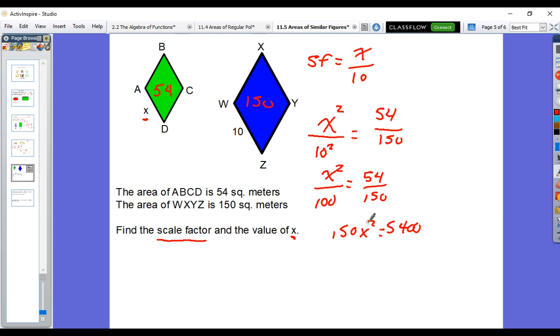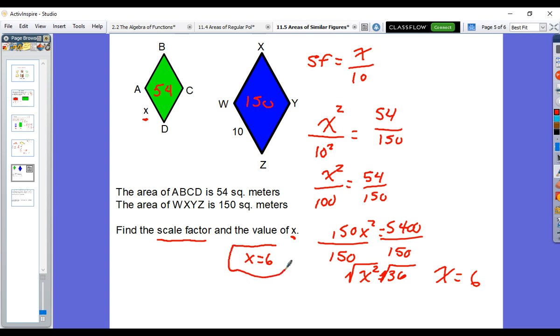We try to isolate the variable, get x squared by itself, so we'll divide both sides by 150. We end up getting x squared equals 36. And again, we're looking for just the value of x, so we square root both sides. The value of x equals 6. So that means x equals 6. That's one of our answers.